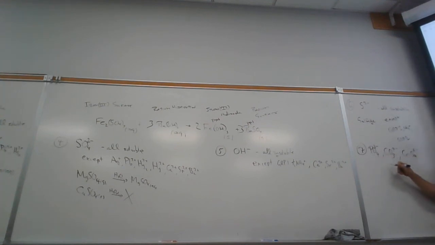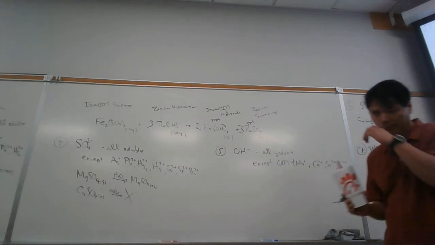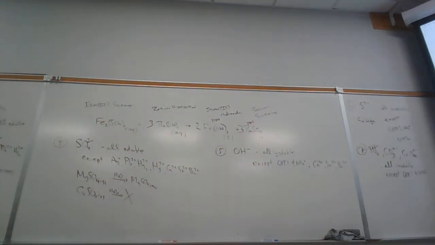Phosphates, carbonates, chromates are all insoluble, except group 1 and ammonium. Yeah, this is the pattern, but you can simplify this into a simpler pattern too. Obviously, what would be the best is if we understood the theory of what's happening, but sometimes understanding the theory is not so easy.